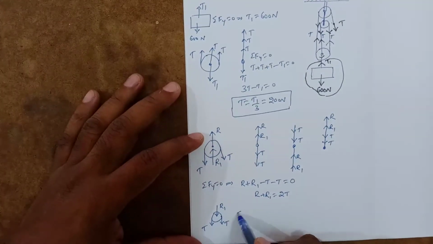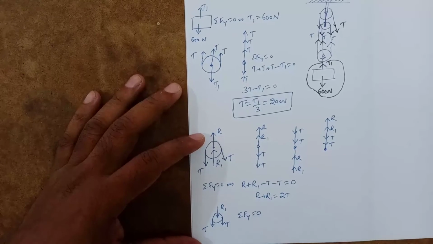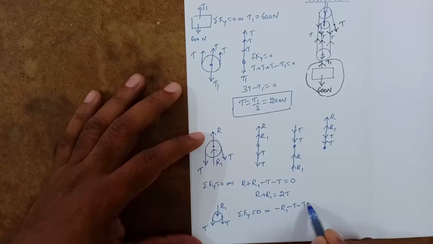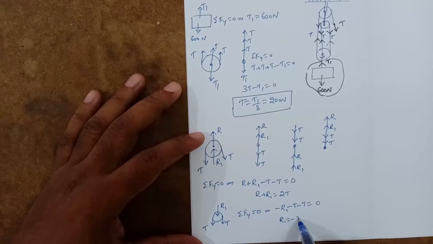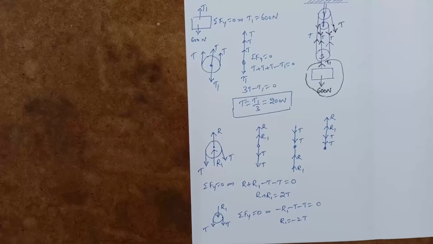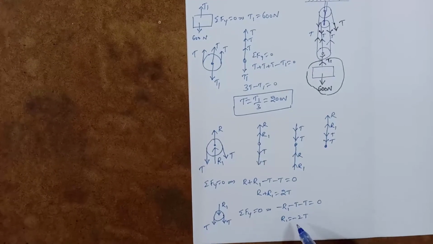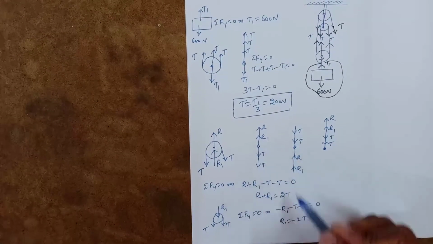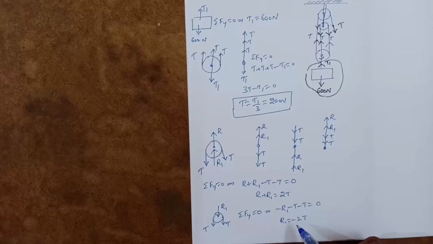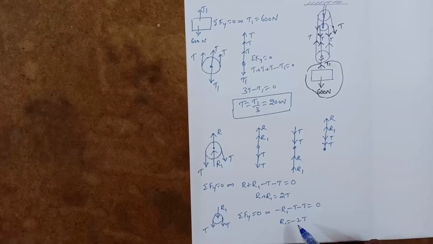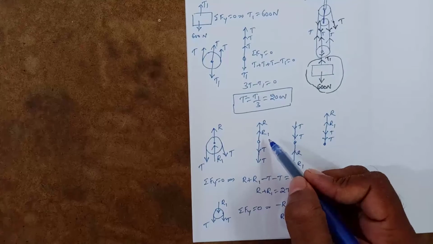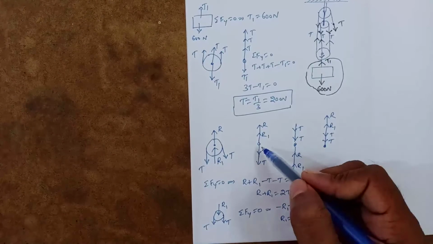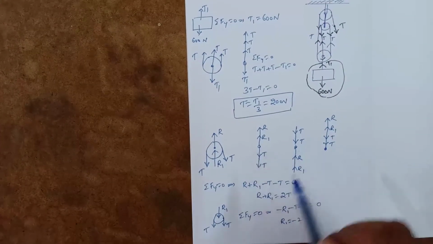Then in that case, again writing sigma Fi equal to 0, you will get minus R1 minus T equal to 0. So R1 is equal to minus 2T. R1 is equal to minus 2T means I got a minus sign, though I have assumed that R1 is acting upward. This implies that R1 is actually acting in the downward direction.